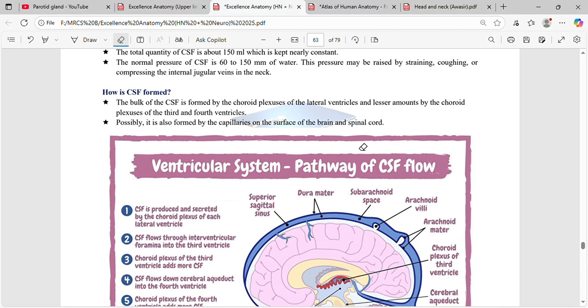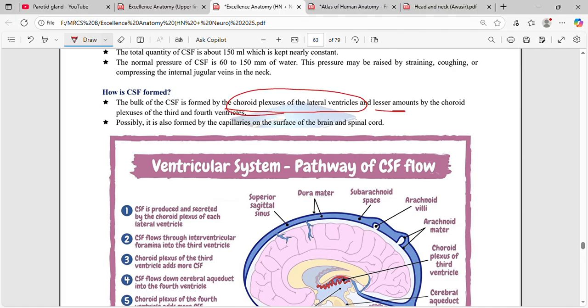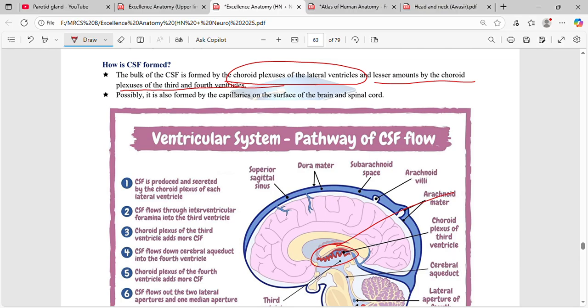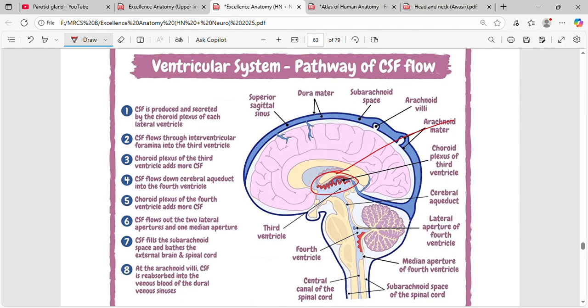How is CSF formed? The bulk of the CSF is formed by the choroid plexuses of the lateral ventricles. Okay, so lateral ventricles, third ventricle, and fourth ventricle. All ventricles contain their own choroid plexus, but the bulk is mostly formed by the choroid plexus of the lateral ventricles, and lesser amounts by the choroid plexus of the third and fourth ventricle. These are the choroid plexus. You can see this, the red one. Possibly it is also formed by the capillaries on the surface of the brain and spinal cord as well.